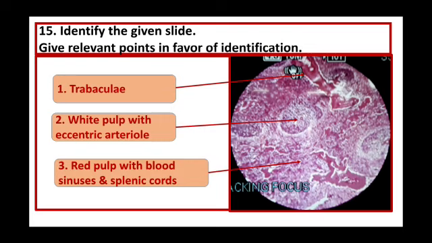Here we can observe the trabeculae. White pulp is seen with eccentrically placed arteriole. Red pulp with blood sinuses and splenic cords.